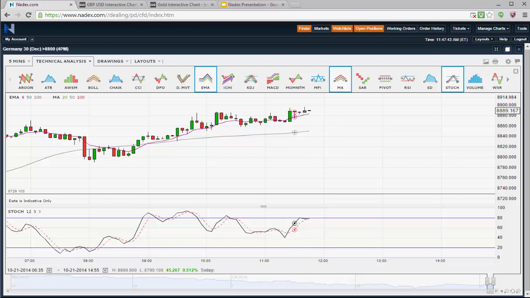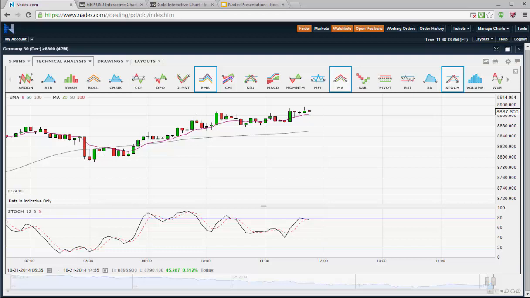On these stochastics, 80 is overbought and 20 is oversold. Right now we just touched the oversold area and it's gapping back down. It's telling me this market may want to start to move down a little bit, even though it's above this line. If a candlestick breaks through the T line in a time period, there is a decent probability that it's going to continue to move down for at least a few bars.